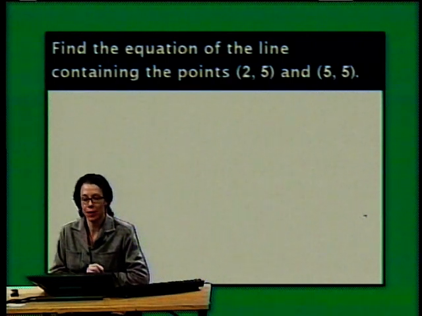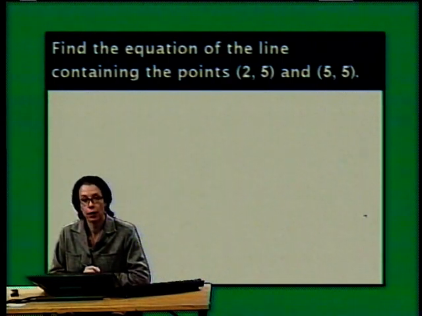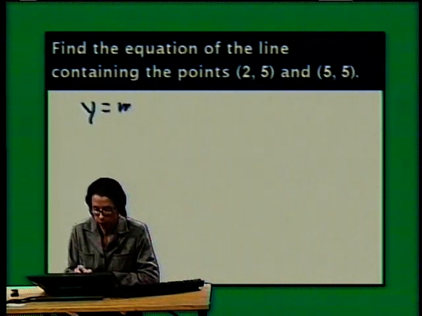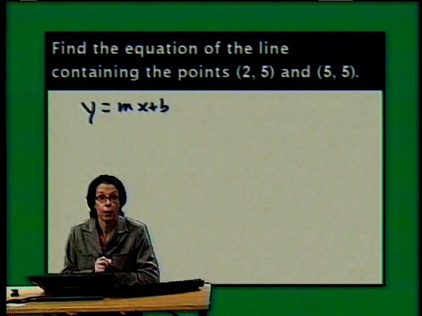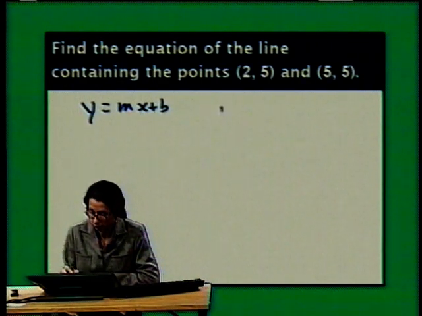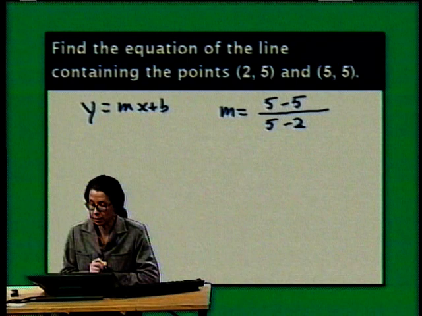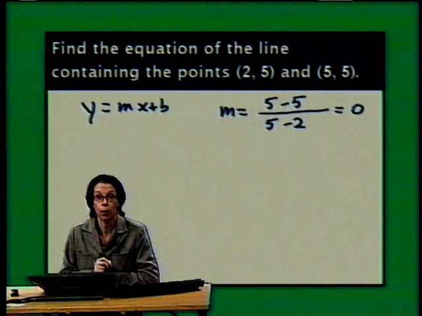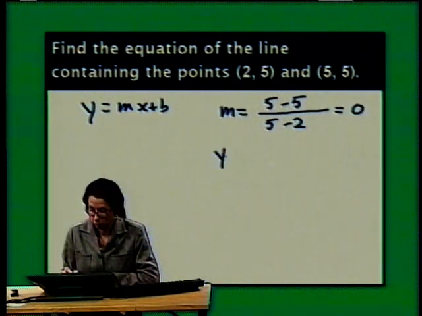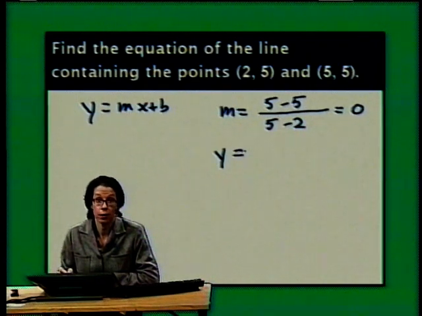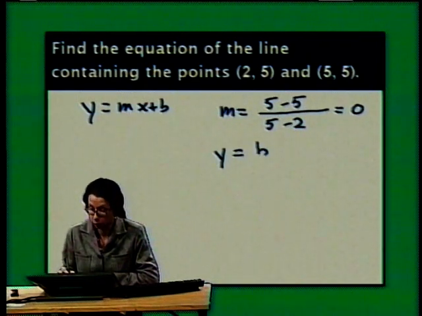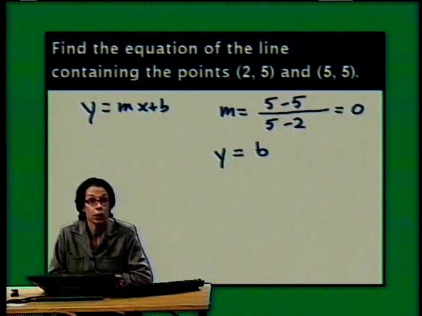One more example. Let's find the equation of the line containing the points 2, 5 and 5, 5. So I'm going to start by calculating the slope. So I have the difference in the y values, that's 5 minus 5, over the difference in the x values, that's 5 minus 2. I end up with a slope of 0. So I have y equals 0x, that's just 0, plus b. Well, now I have the equation of a horizontal line. What do I know about horizontal lines?